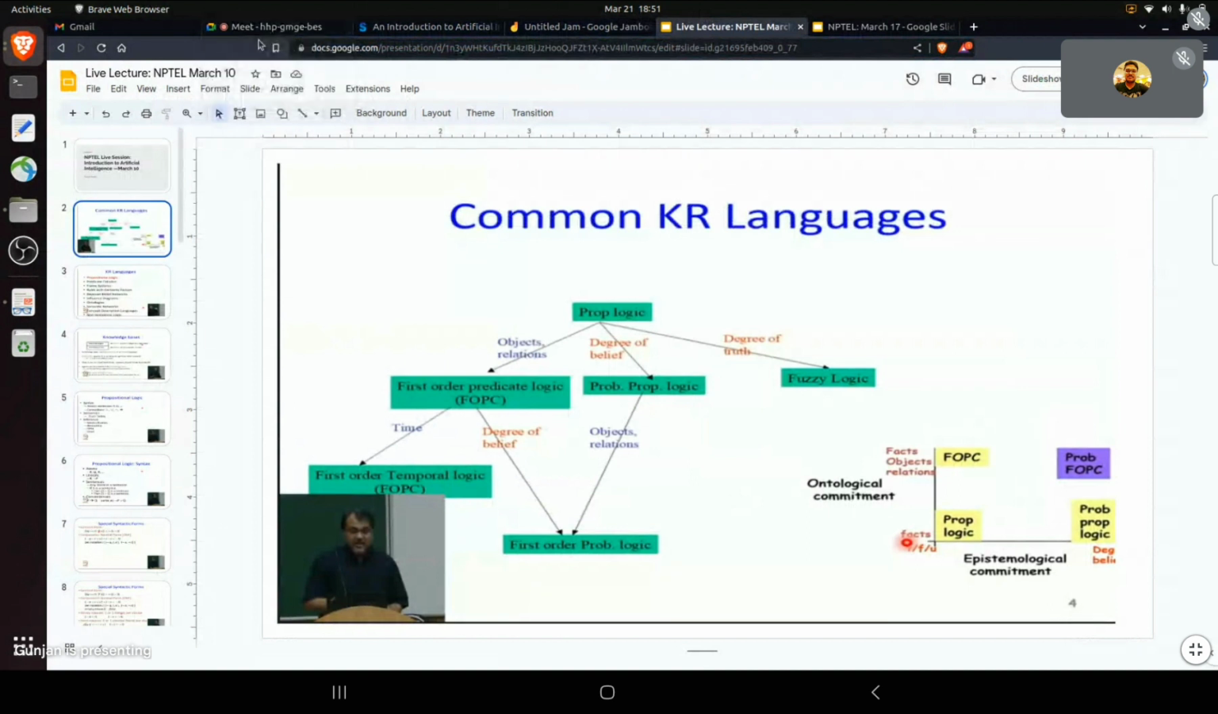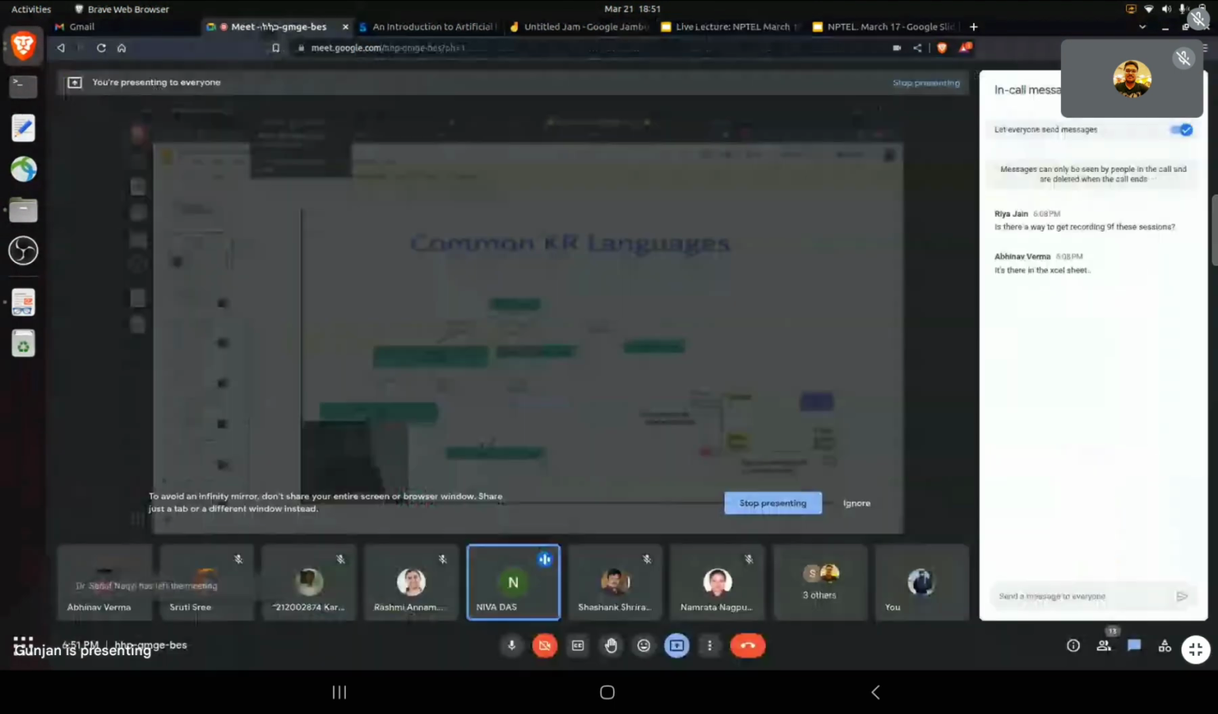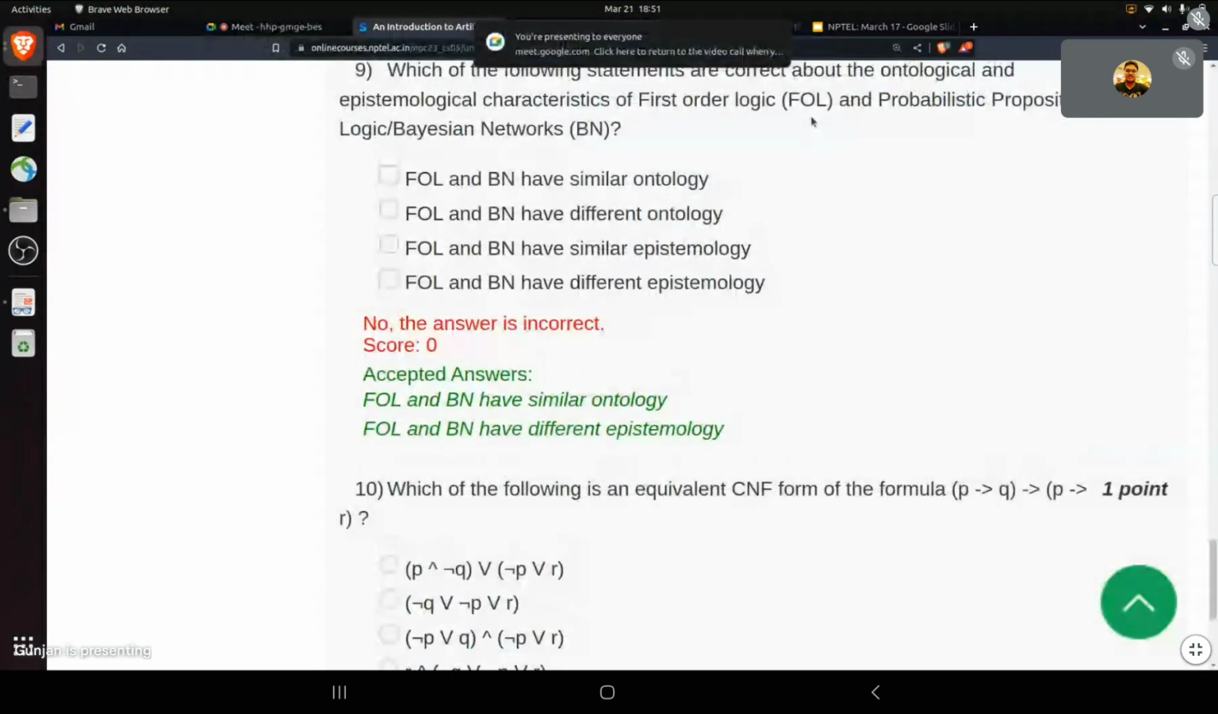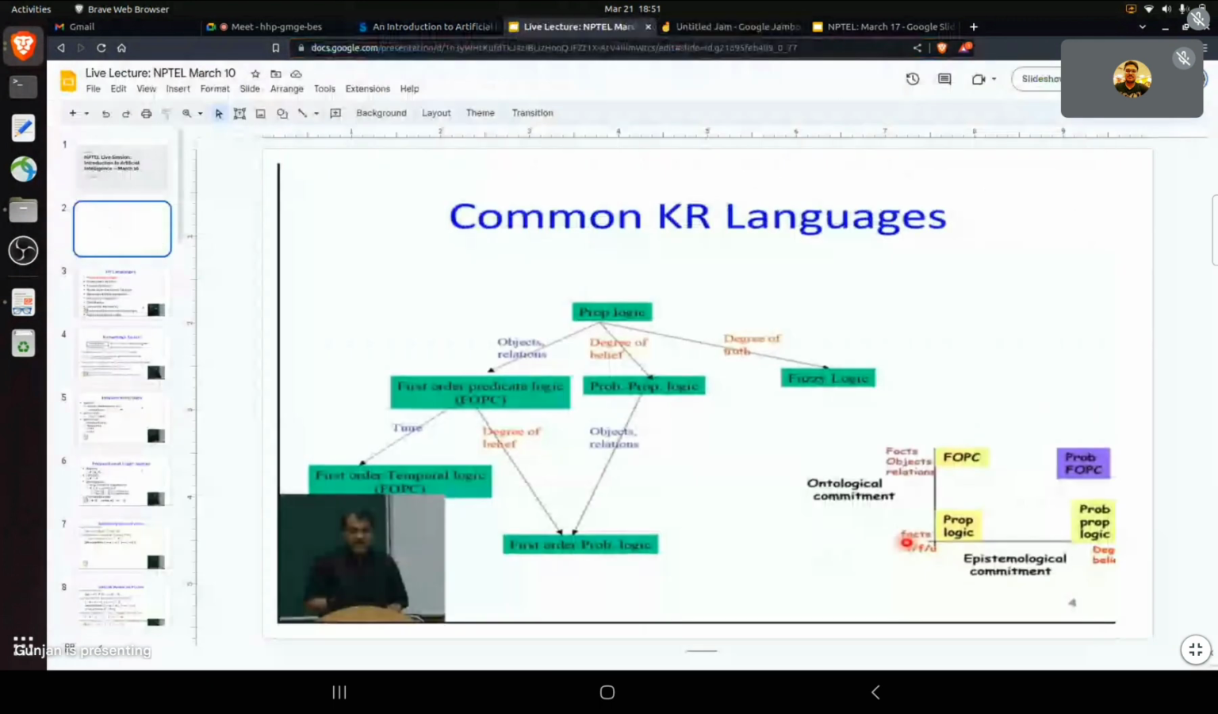BN is not there. Bayesian networks is not there. So Bayesian network means probabilistic propositional logic. That would mean probabilistic propositional logic is this here, and first order propositional logic would be this propositional logic. So they have the same ontological commitment but different epistemological commitment. Yes, sir.